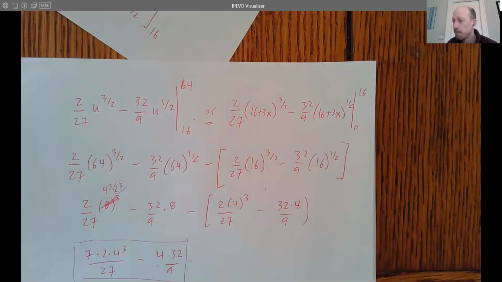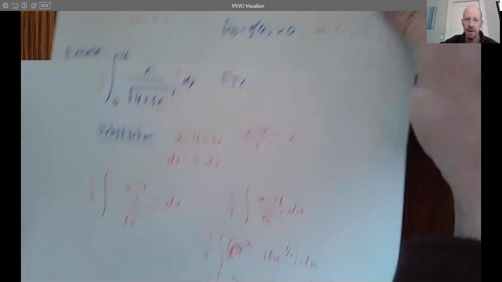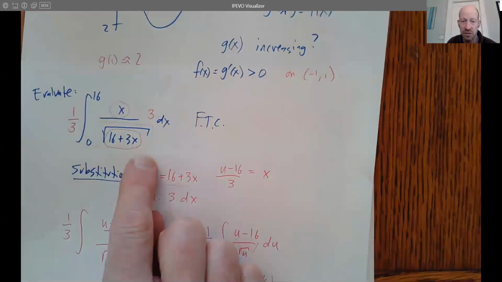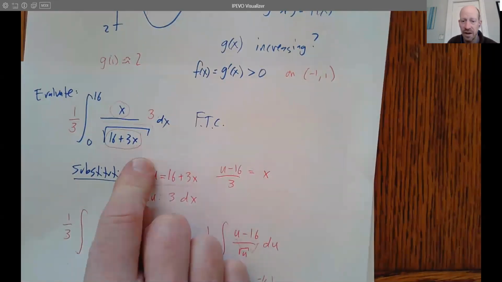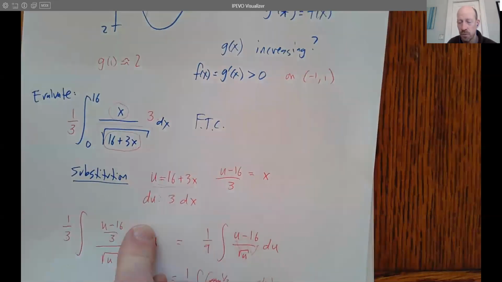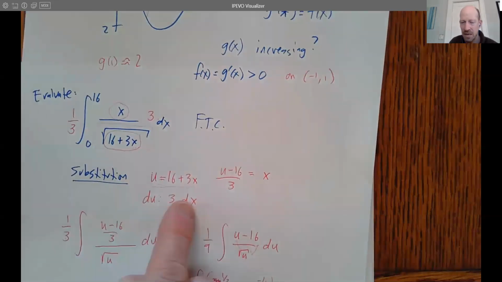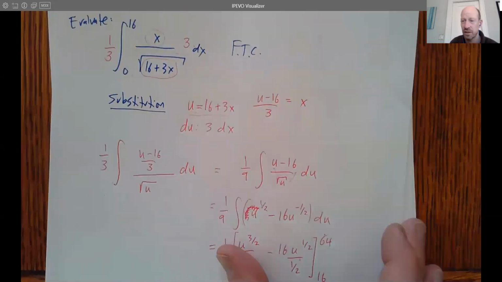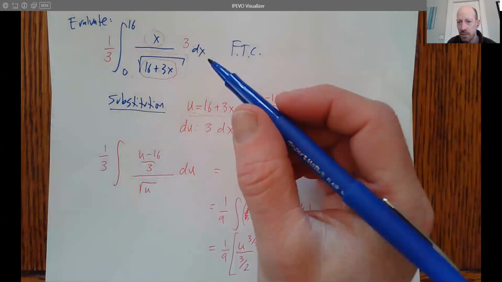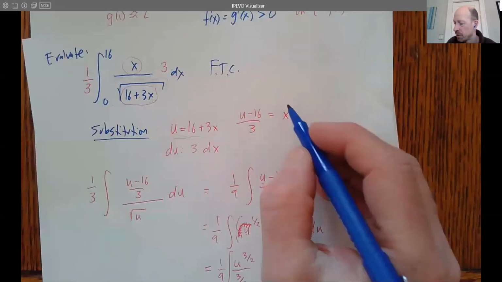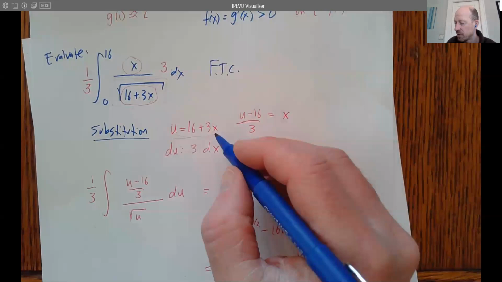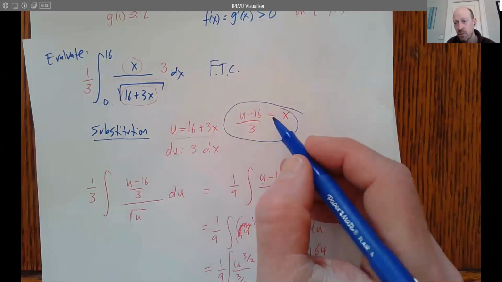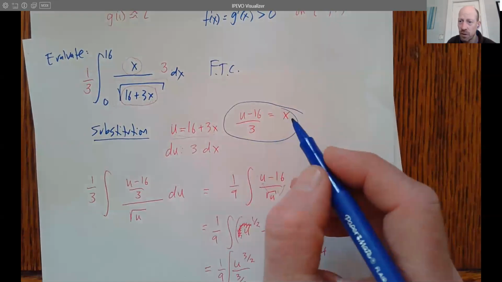So this example, while it doesn't look terrible to start with, ended up being a pretty hard problem. The main complication, to be honest, when I look at that problem or think about putting it on some sort of assignment, is that you have to come up with a secondary substitution. That's what makes this one a hard problem.